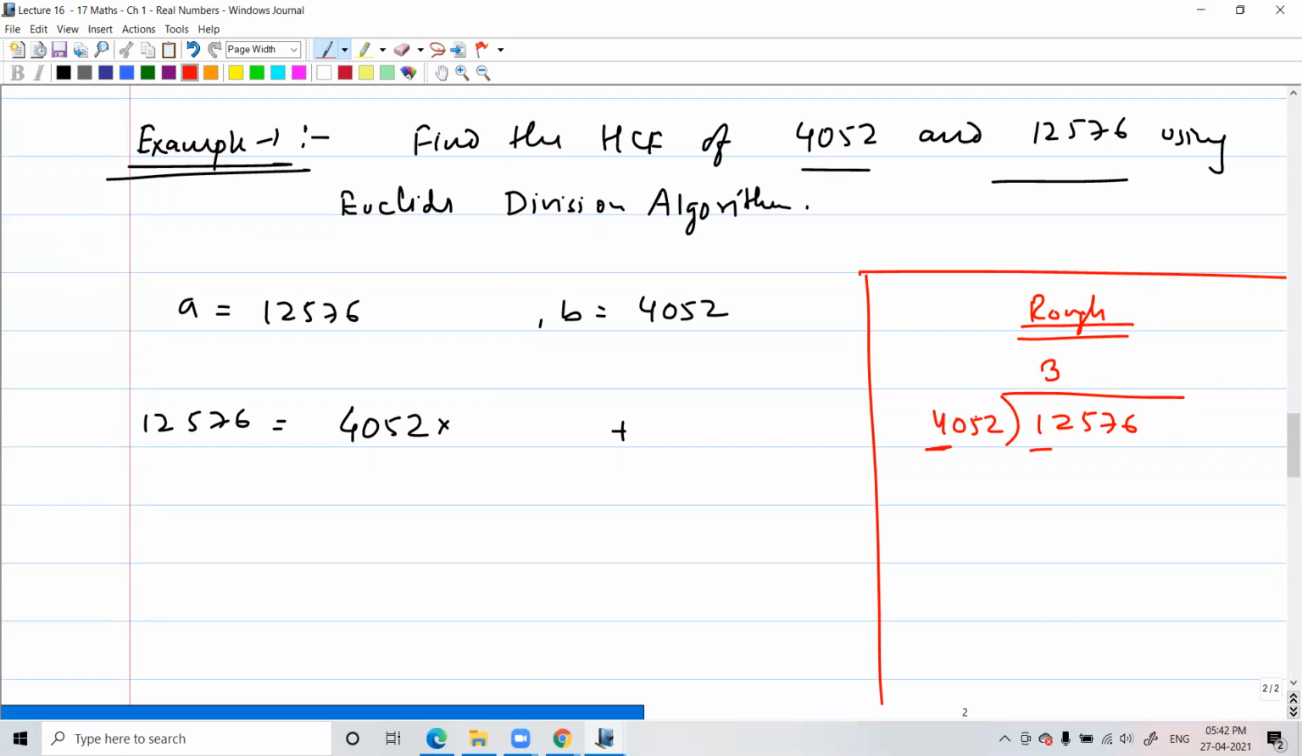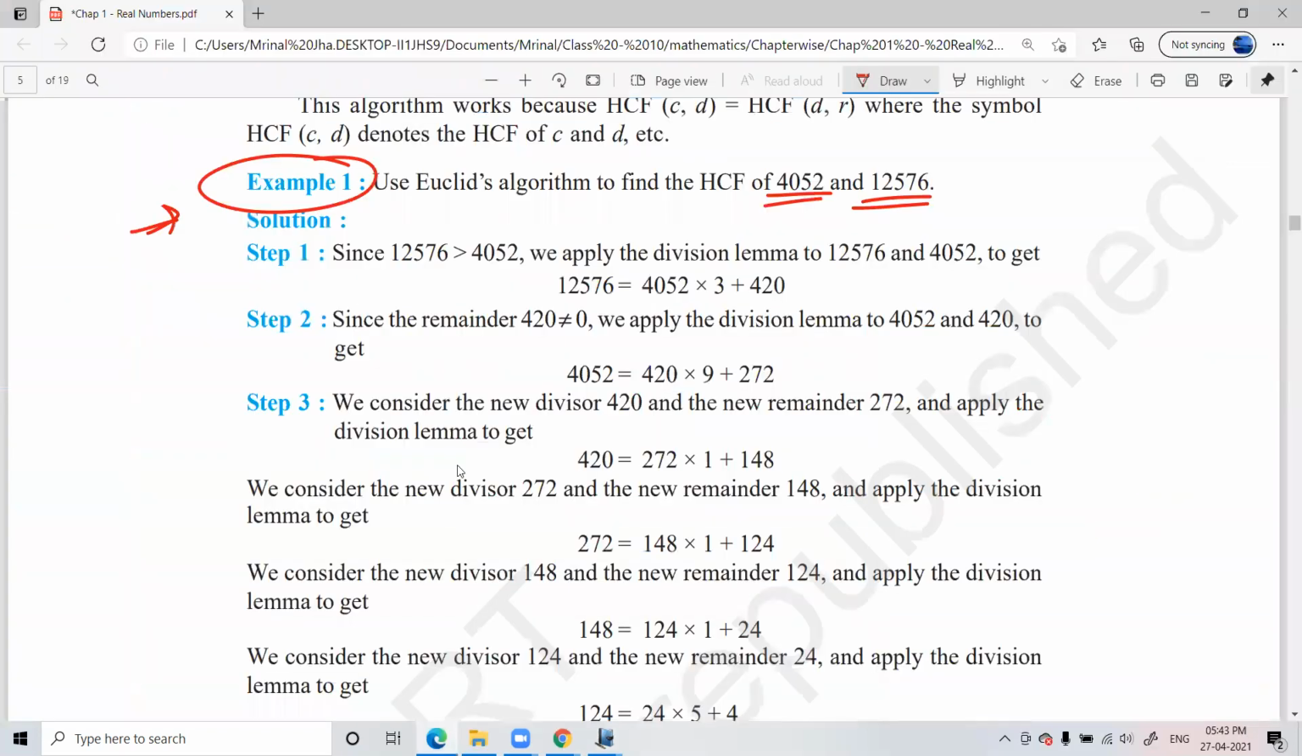Yes. So this is 4,000 and this is 12,000. So we should try with 3 times. So 4052 will be multiplied 3 times so that we get a remainder of 420. As you can see here, 4052 times 3 plus 420.